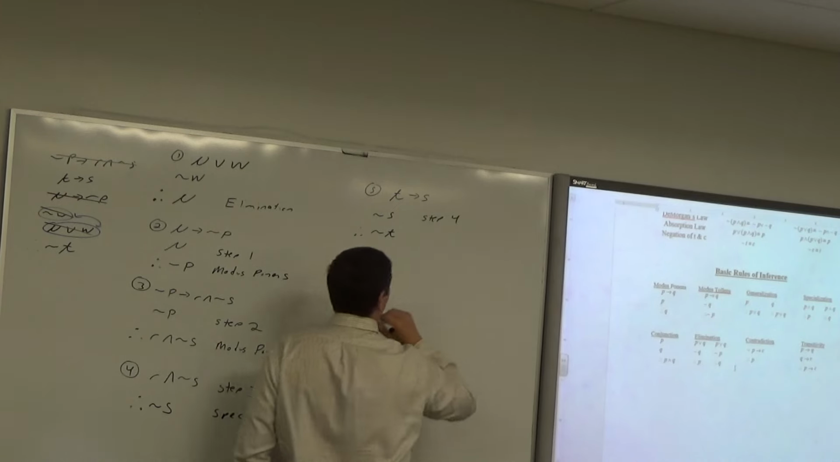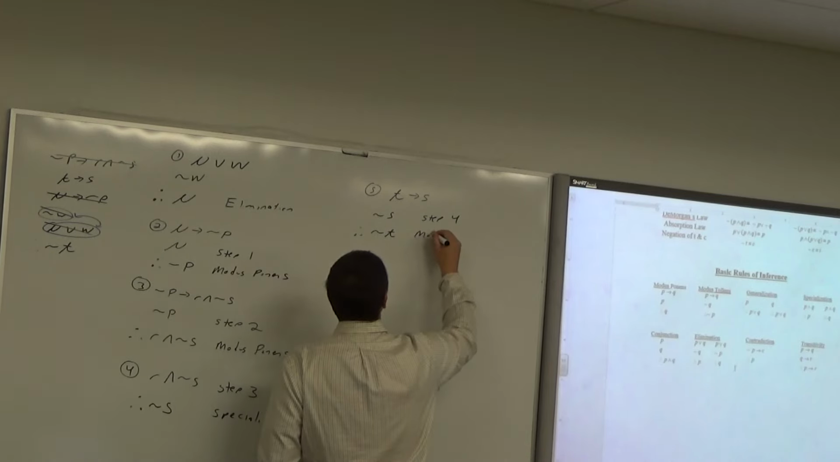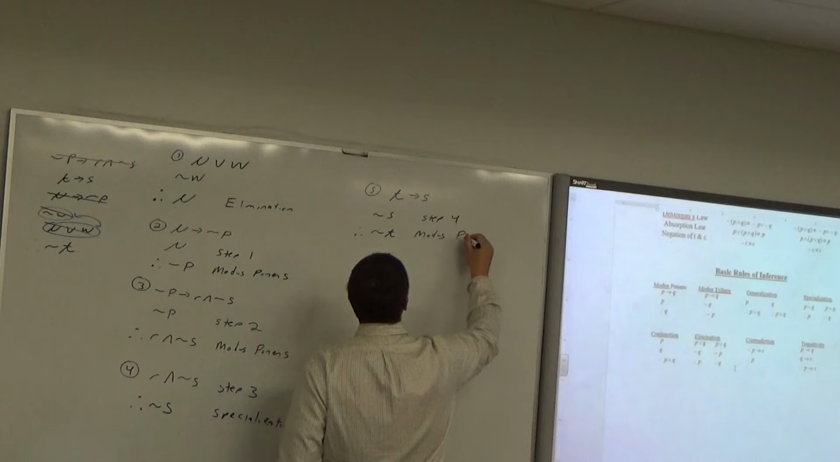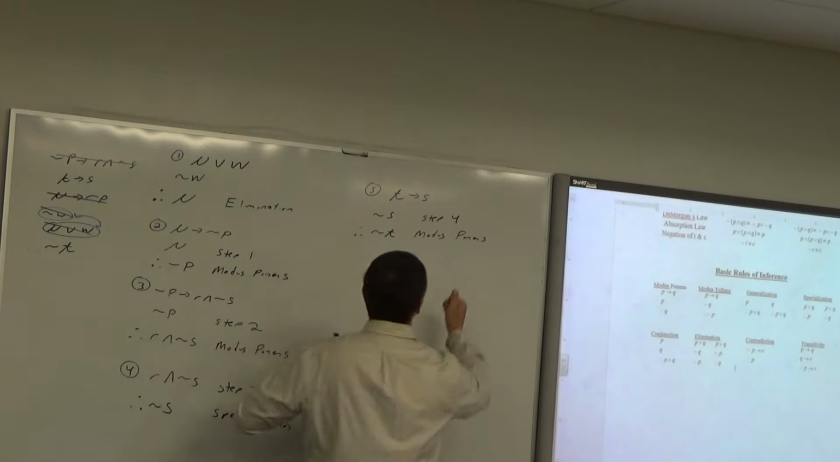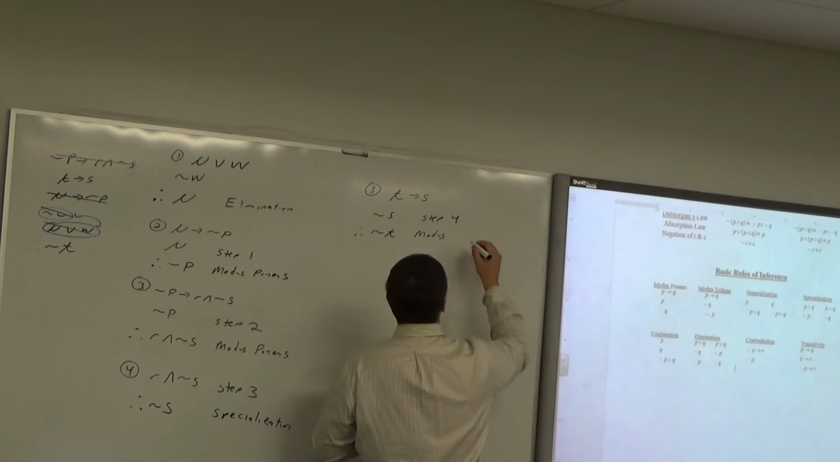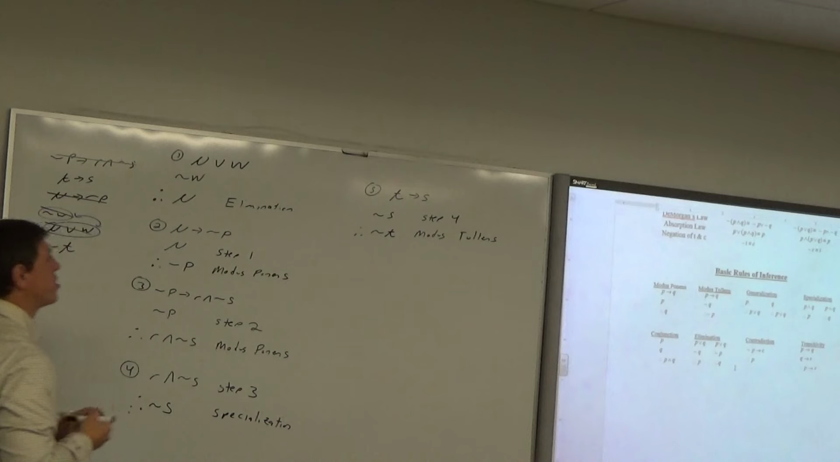From step 4, you had not S. And then as a result of modus ponens this time. Oh, tollens, I'm sorry, that's right, we used ponens in the other ones. I apologize, I got the first word right. But as a result of modus tollens this time, then we get to not T. Okay?